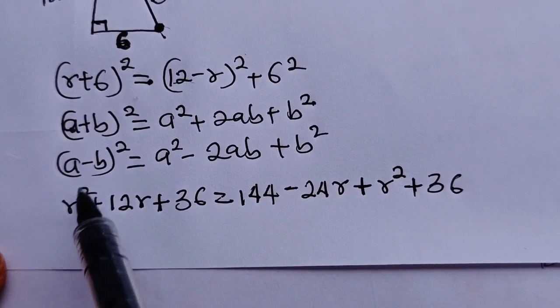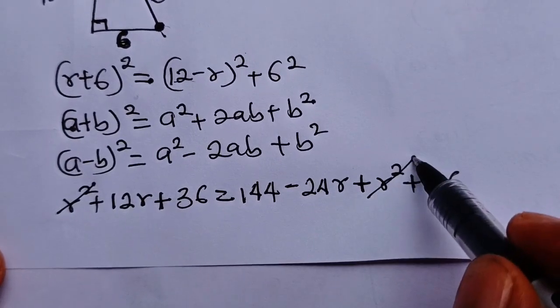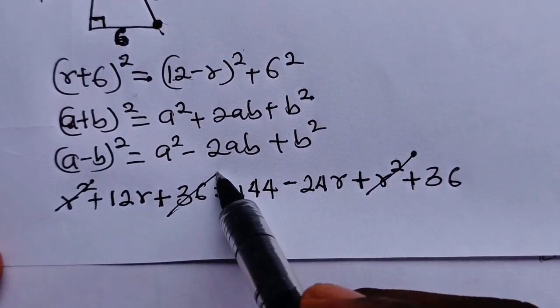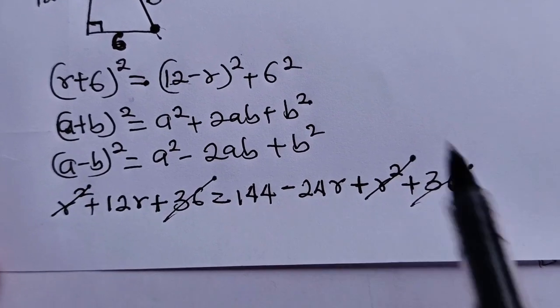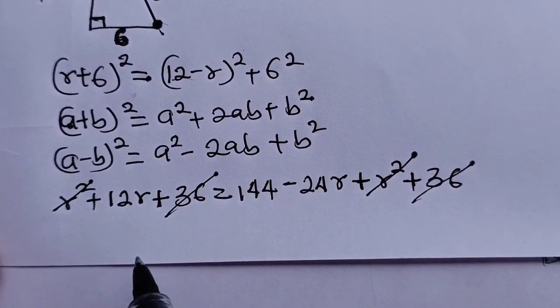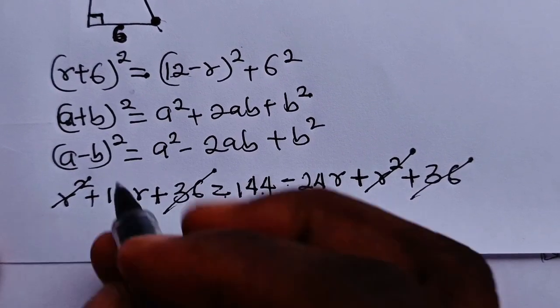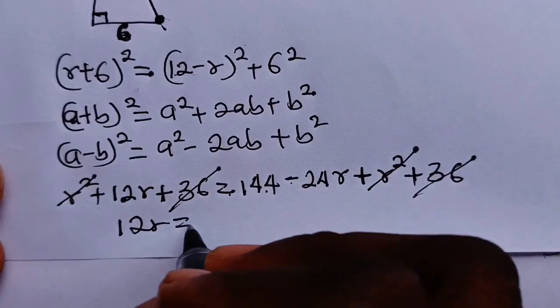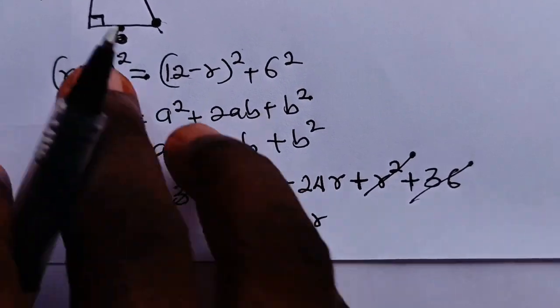Now we have r squared here and r squared here. So we remove r squared, right? The same thing here, we have 36 here and 36 here, the same sign, so they will remove each other if we transpose them. Now we are left with 12r is equal to 144 minus 24r.